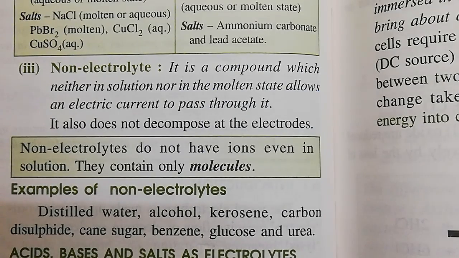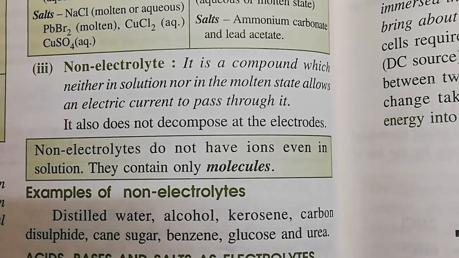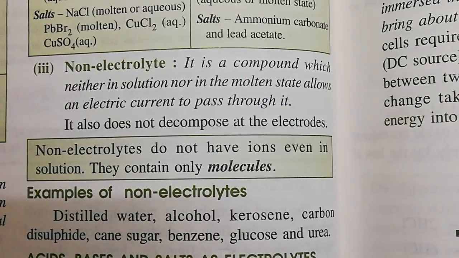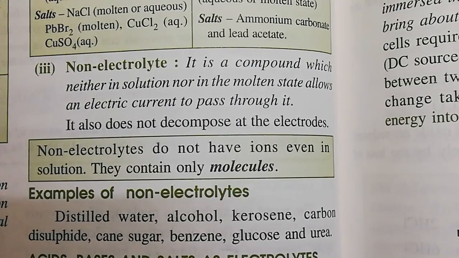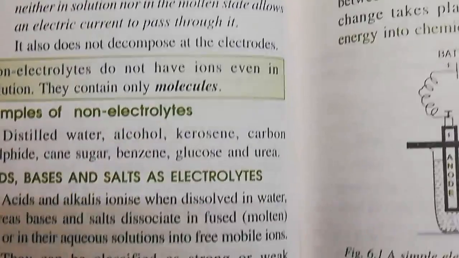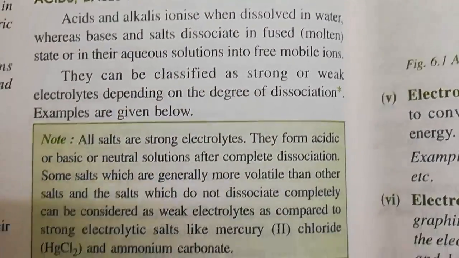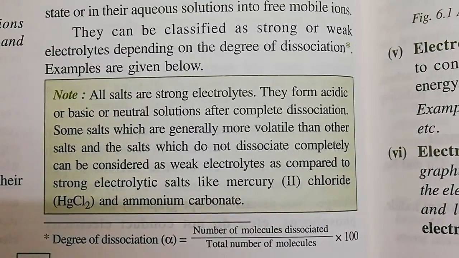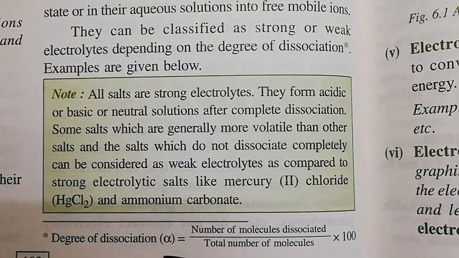Now we have already understood that electrolytes can be acids, bases, and salts. And it is not necessary that all electrolytes ionize completely or 100%. There may be partial ionization. So we'll learn one term here, and that is the degree of dissociation. Look here at the bottom of page number 102, degree of dissociation.